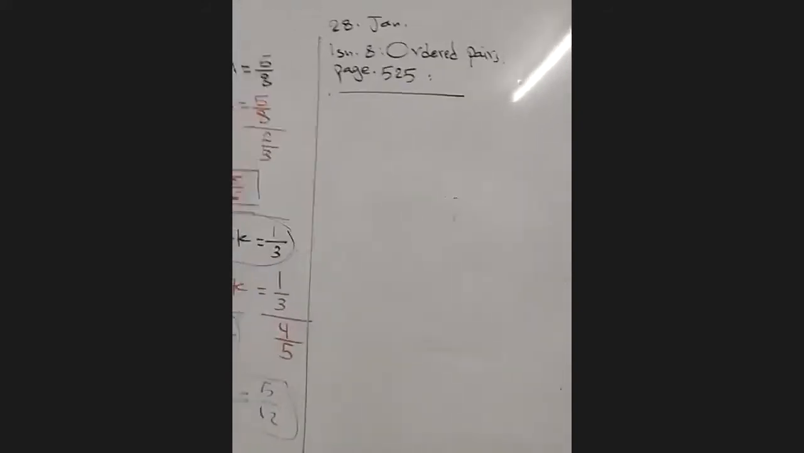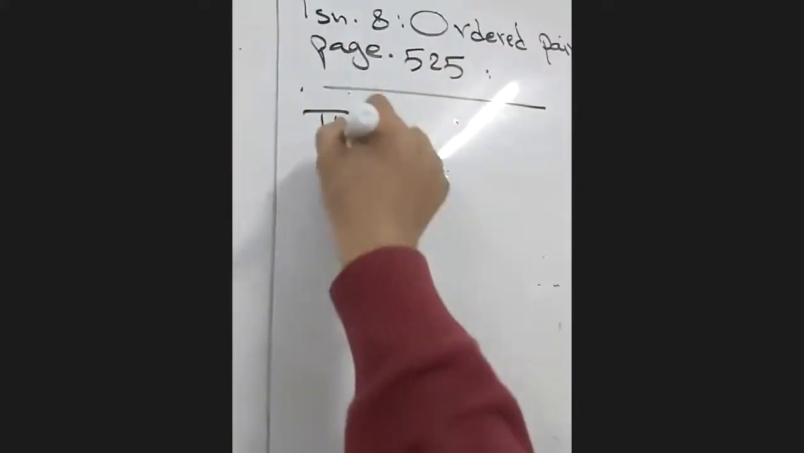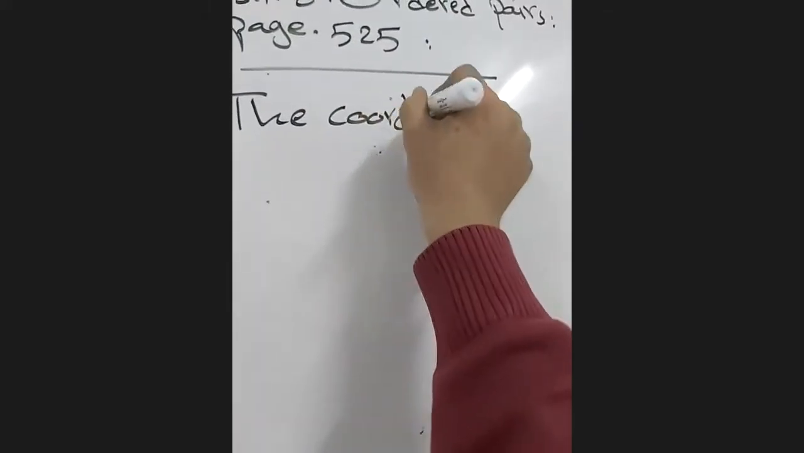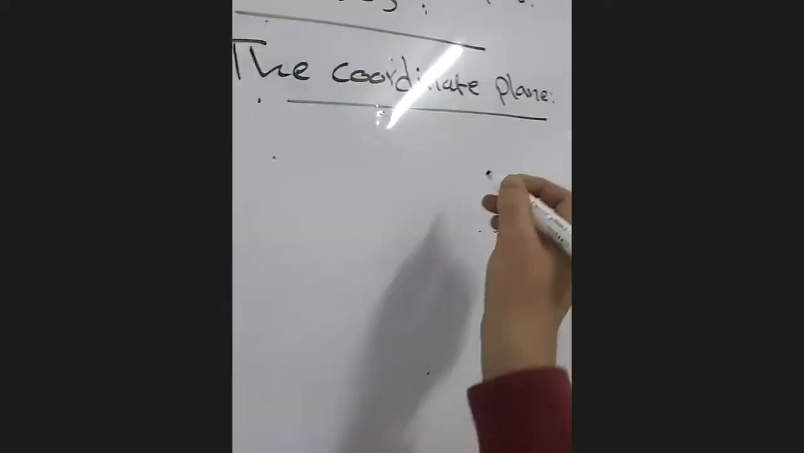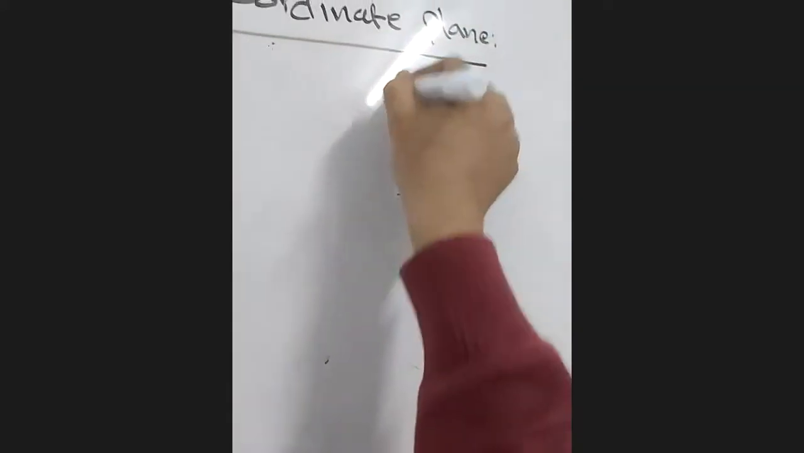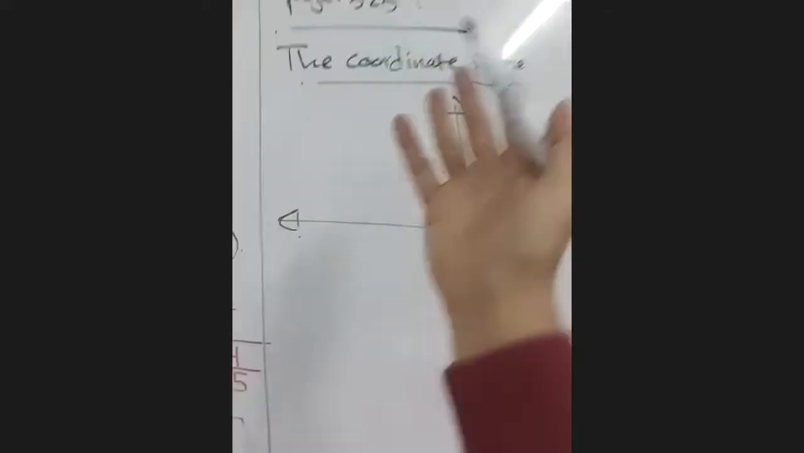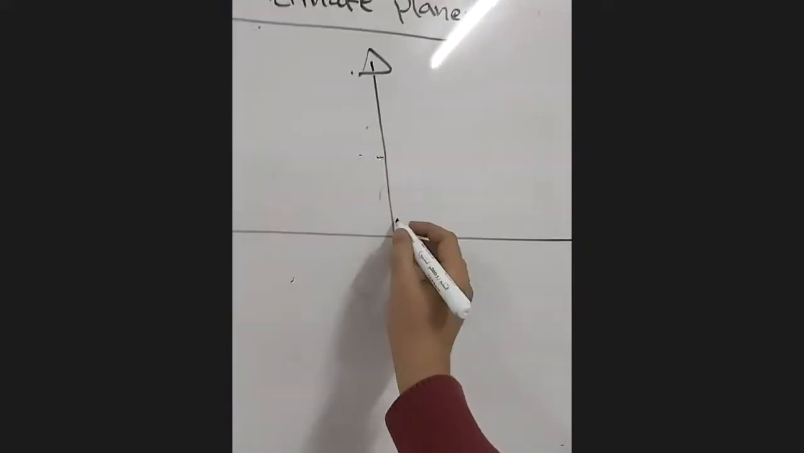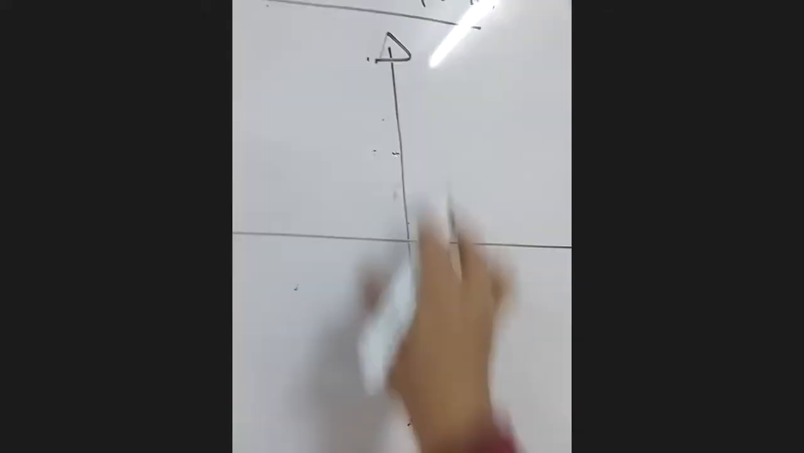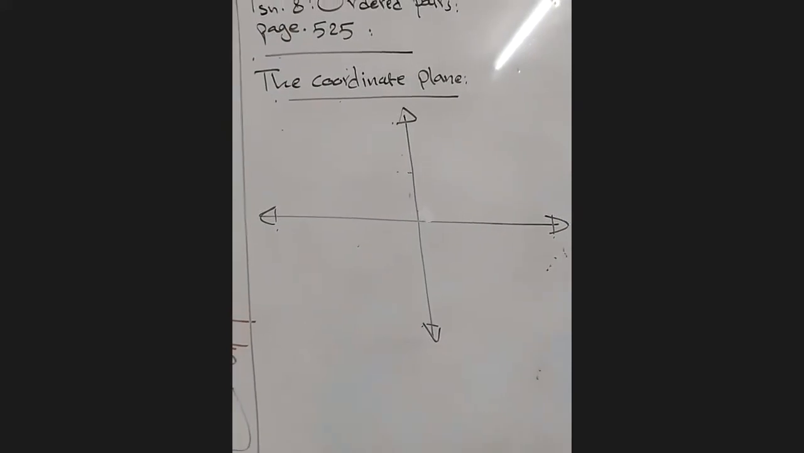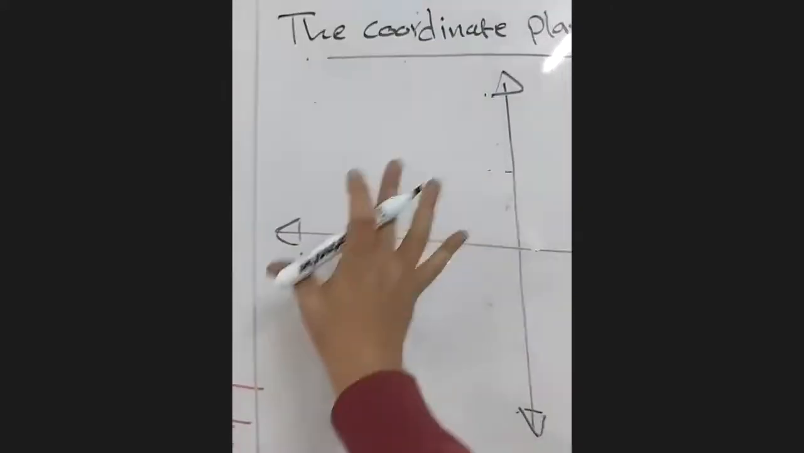Now we'll start with this. We call it the coordinate plane. Okay, guys, this thing we call the coordinate plane. These two lines intersect each other, and here we have a right angle. They are perpendicular to each other. We call this the coordinate plane. Now here we have numbers on all of these things.